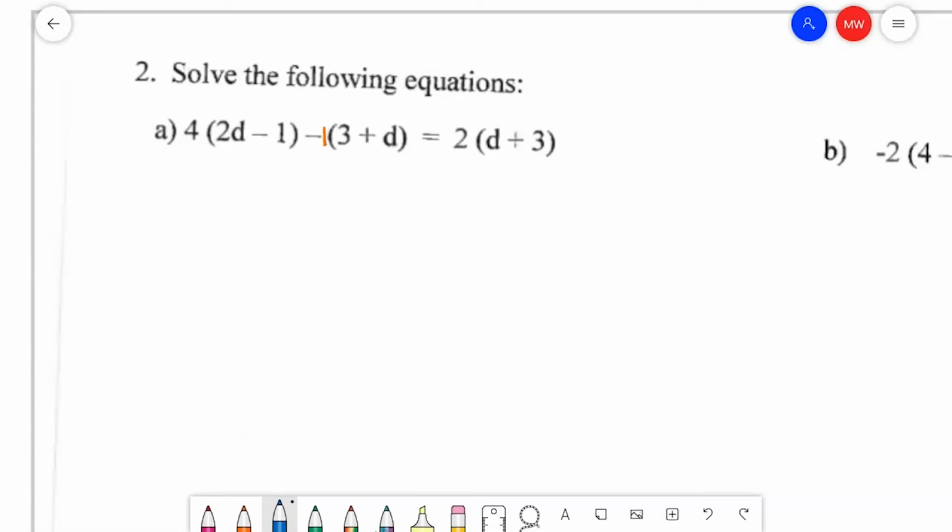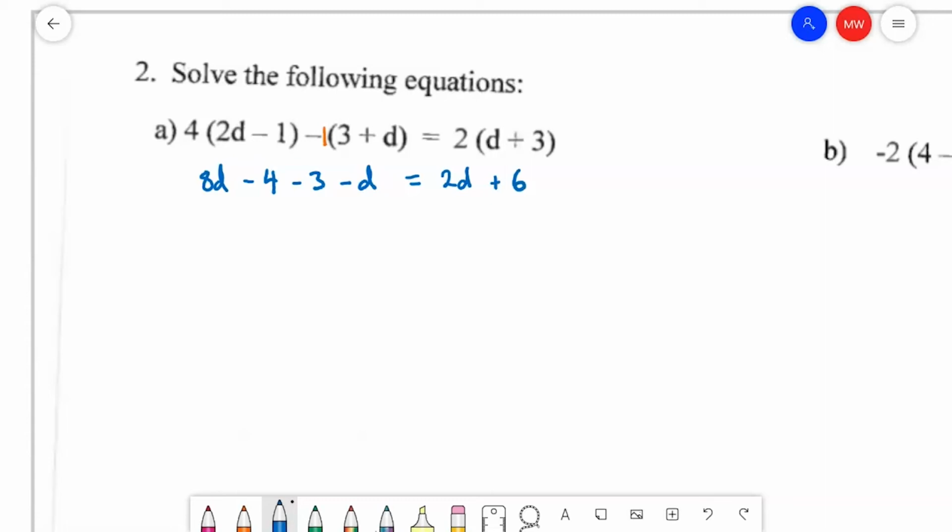So when we go to expand this out, we've got 4 times 2d makes 8d. We've got 4 times minus 1 makes minus 4. You might notice as well, I'm not worrying about whether it's going to be a plus or a minus next. I'm just treating them as individual terms, which is what they are, and I just write them down as I create them. So I've got minus 1 times 3 makes minus 3. Minus 1 times d makes a minus d. And on the other side, I've got 2 times d makes a 2d, and 2 times 3 makes a positive 6. Right, let's collect our like terms.